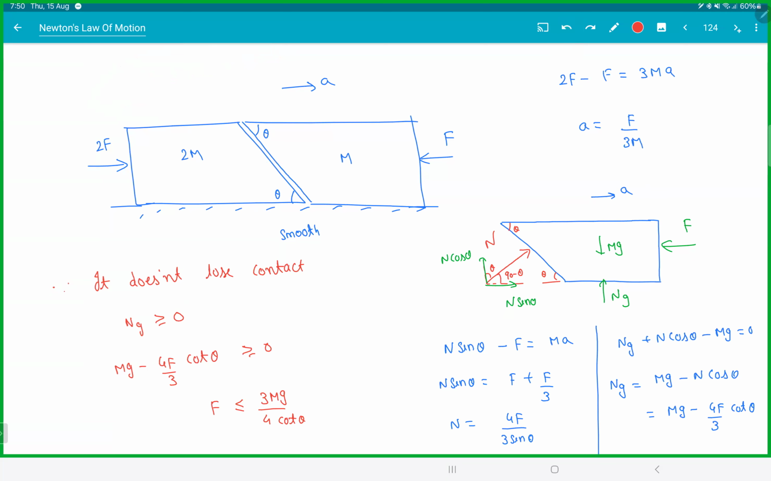Especially the second part, where you find the minimum or maximum force so that it won't lift off. Because if it lifts off, if it starts climbing over it, it will lose contact with the ground. So N ground will become zero. Since it is touching, N ground is greater than or equal to zero. All clear with this? Anyone not convinced with any particular step? Clear? Next one. Any doubts on this? Perfect. Next one.